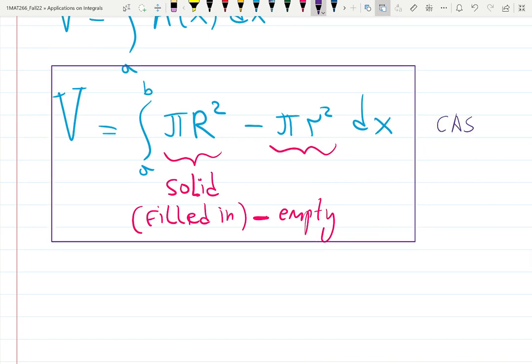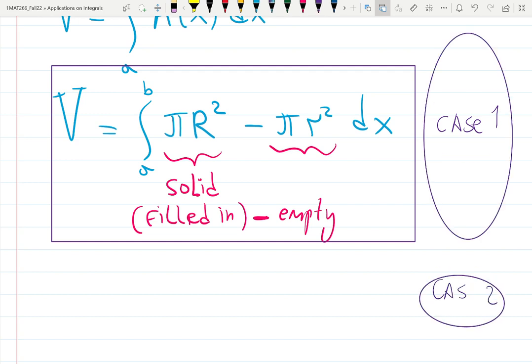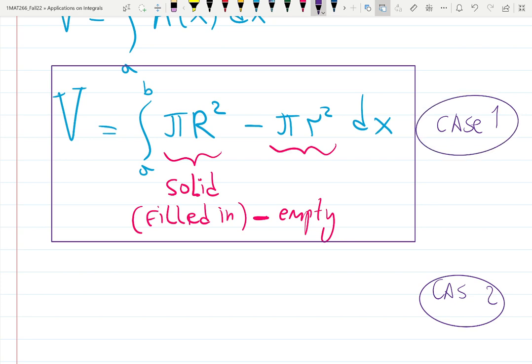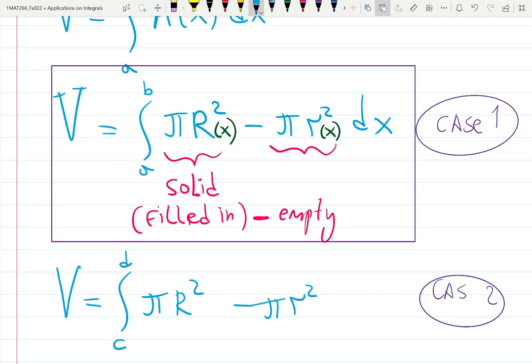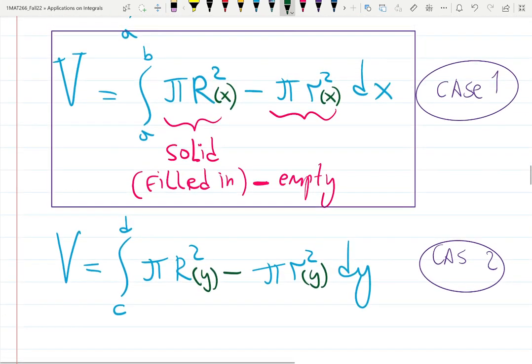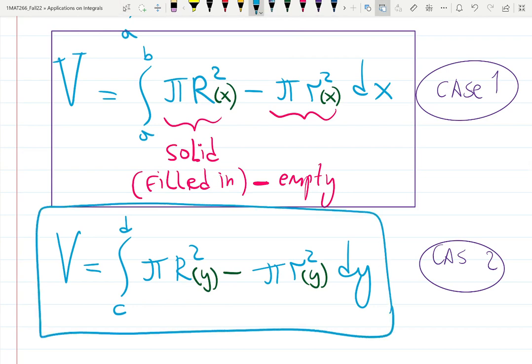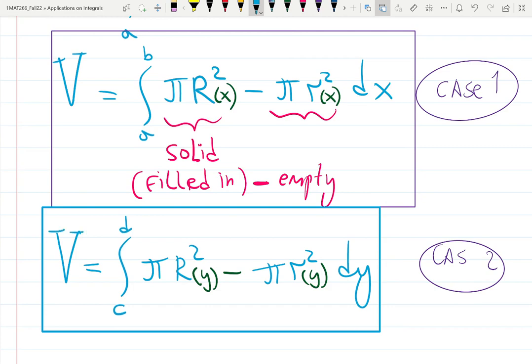Case 1, that's the dx case. Case 2 will be exactly the same thing, but instead of r depending on x, you will have the integral from c to d of pi r squared minus pi r squared dy. Each r depends on y. And the logic will be exactly the same. If it's rotating about the x-axis, it's the x case; about the y-axis, it's the y case.